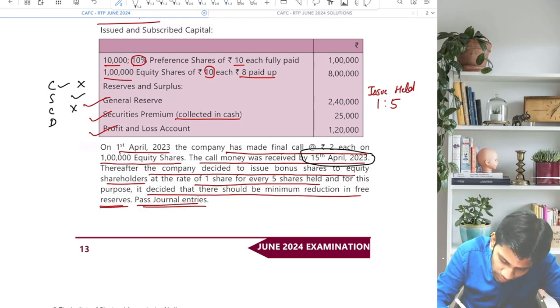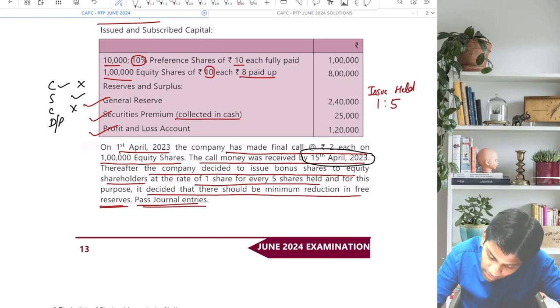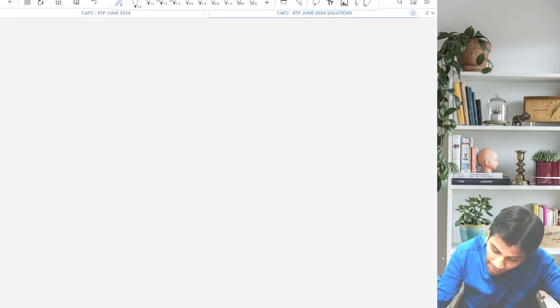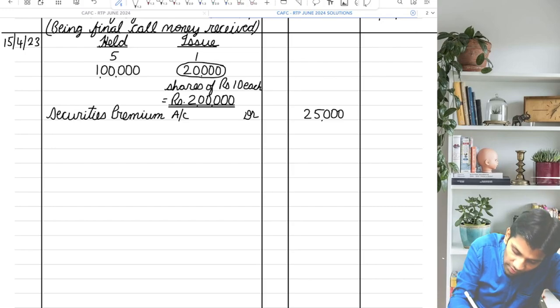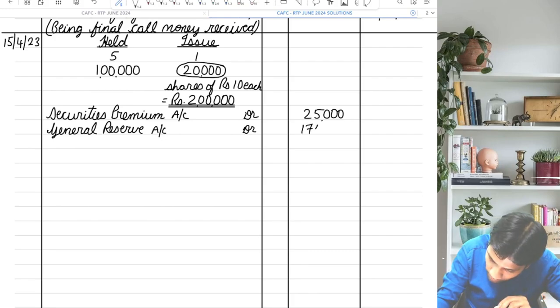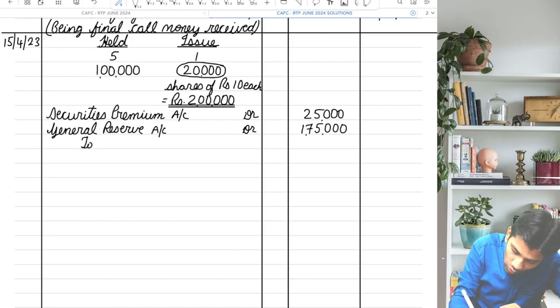And then divisible profits. Under divisible profits, general reserve and P&L both come. So let's check. General reserve we have 2 lakh 40, and P&L, how much do we have? 1 lakh 20. I need a total of 2 lakhs, and out of that I have utilized securities premium of around 25,000. The balance I will take from general reserve, because I have general reserve of 2 lakh 40 and I require only 1 lakh 75 to make that 2 lakh complete. So securities premium account debit, general reserve account debit, to bonus to shareholders.